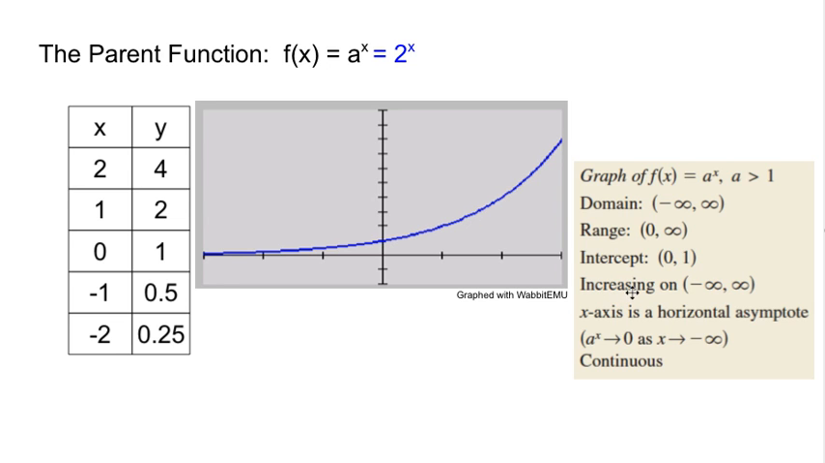Now you can see here, because a is bigger than 1, notice it's increasing as we go from left to right. Okay? If this was (1/2) to the x instead of 2 to the x, we would see this function going like this.